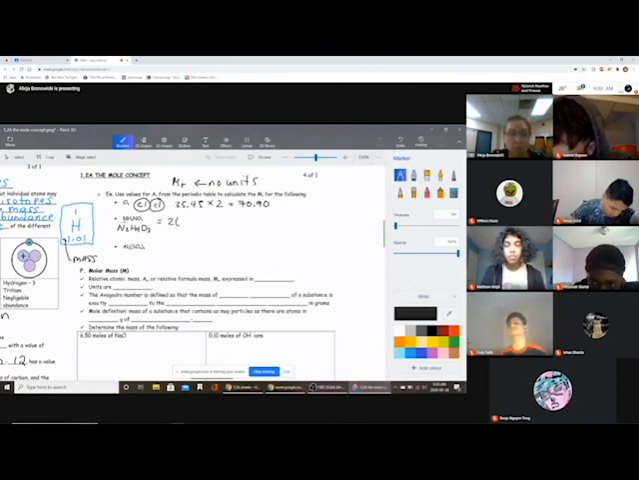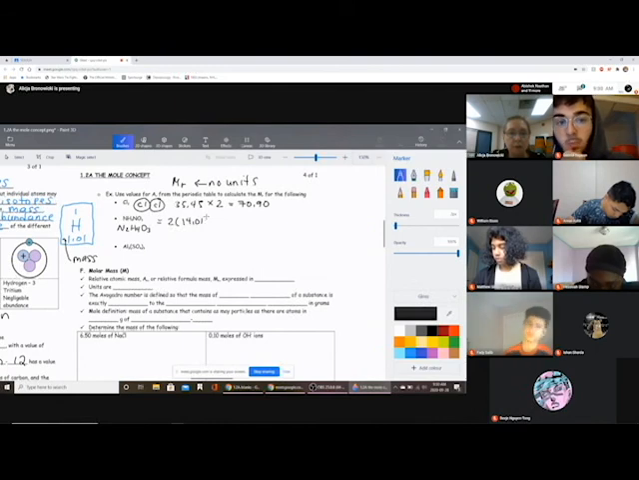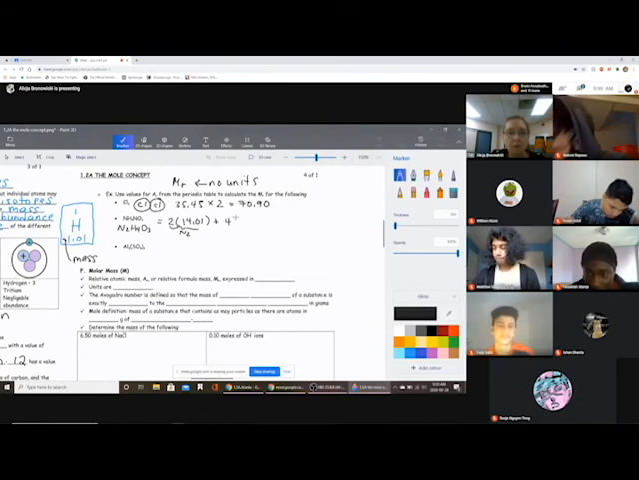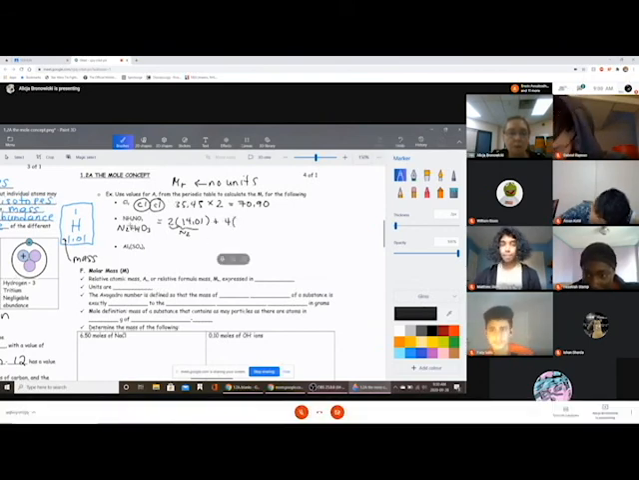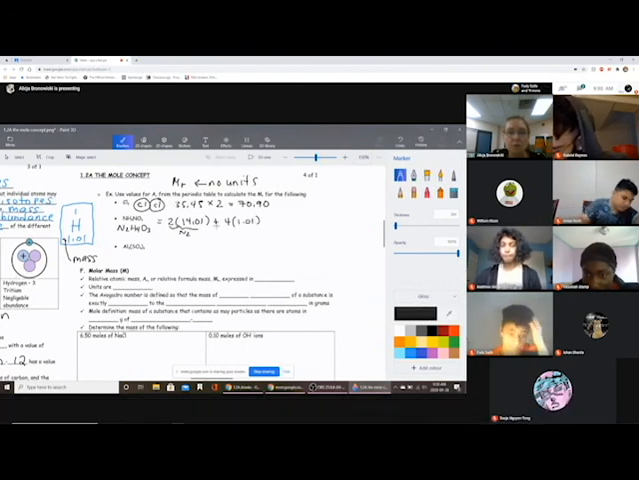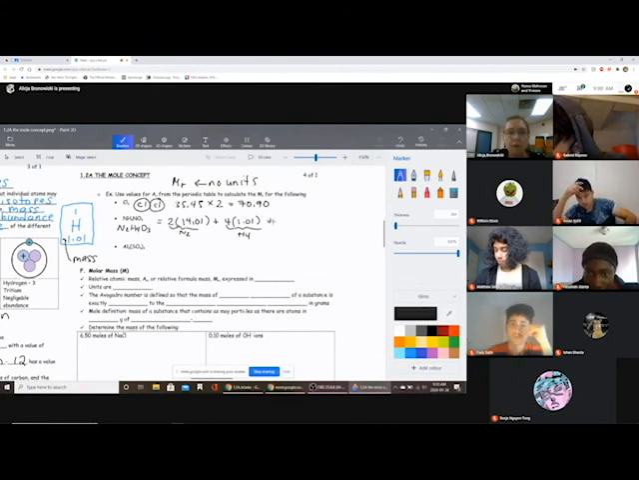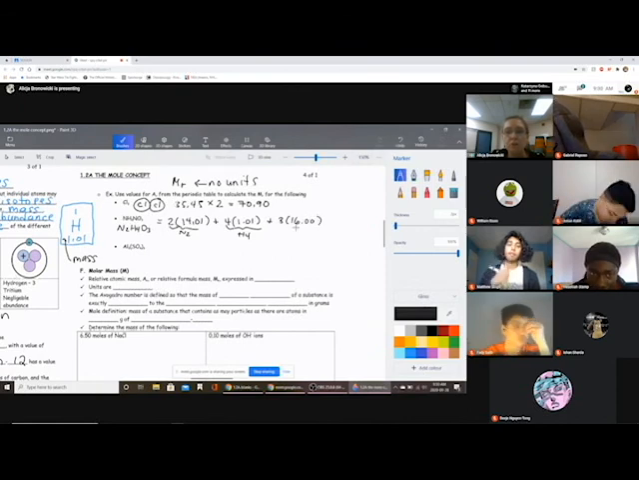When I go to the periodic table, the mass of nitrogen is 14.01, okay? So this represents my N2 plus 4. And when I look up the mass of hydrogen, it's 1.01. So this represents H4. And then for oxygen, it's 3. And I look up the mass of oxygen, 16.00.